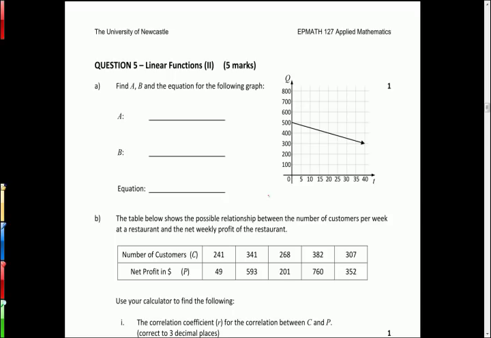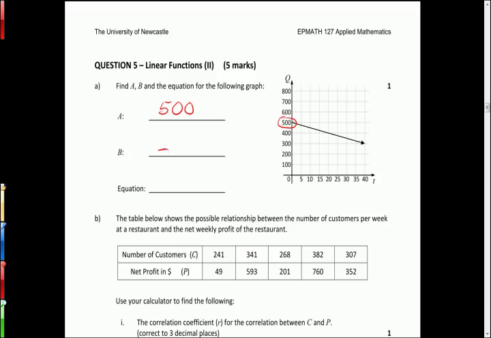Linear functions, 5 marks on this. Find A, B in the equation for the following graph. Well, A is the y-intercept. It all goes all the way back to 0. It cuts the y-axis at 500. The B is just the gradient. Is that plus or minus? It's going downhill. It's a minus gradient.